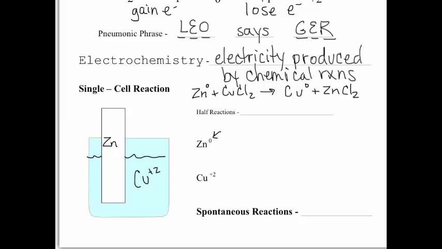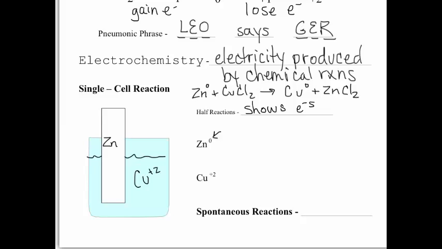Now, to show the oxidation and the reduction as separate reactions, we use something called a half reaction. And really what it does is it shows what happens to the electrons, and also what happens to the oxidation numbers of the elements. For every redox reaction, there's going to be 2 half reactions. So you need to first identify which elements' oxidation numbers are changing.